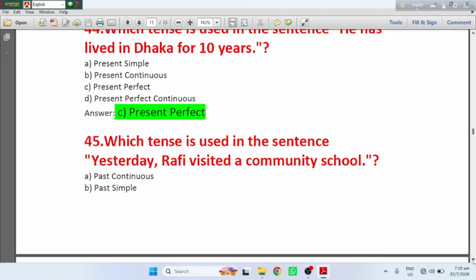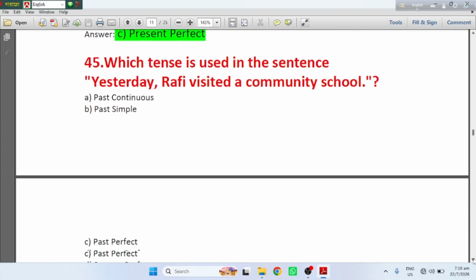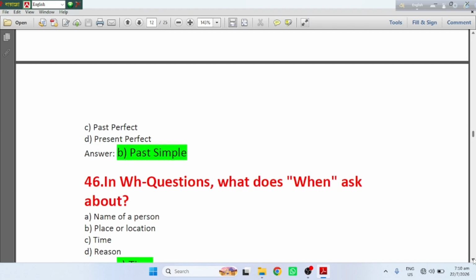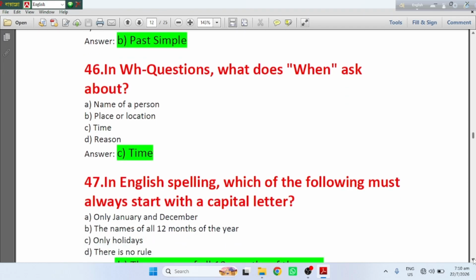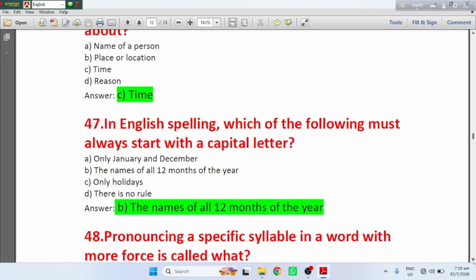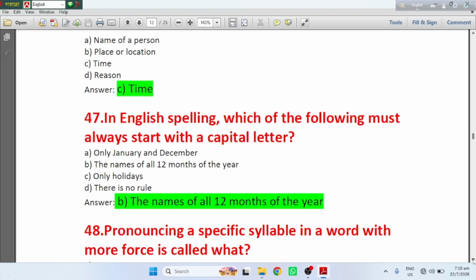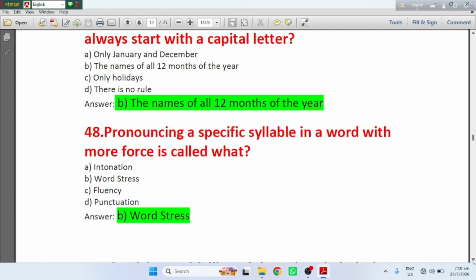Yesterday, Rafi visited a community school. Past simple. 46. In WH questions, what does when ask about? Time. 47. In English spelling, which of the following must always start with capital letters? The names of all 12 months of the year. 48. Pronouncing a specific syllable in a word with more force is called what?